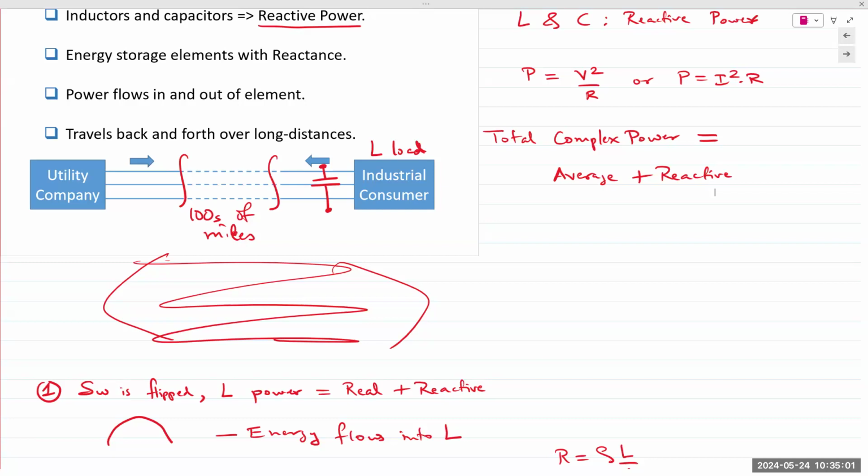So if the source is sending 10 units of energy, once the switch is flipped and your system reaches steady state, the inductor and the capacitor do not need any more energy from the source. They're just sending each other energy back and forth. Then the 10 units of energy all goes to the resistor. That happens only at one particular frequency, and that is the resonant frequency.